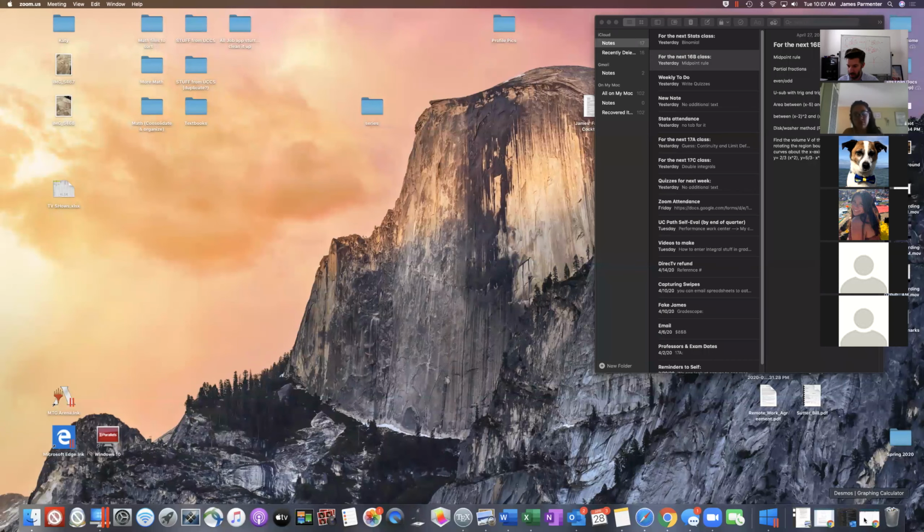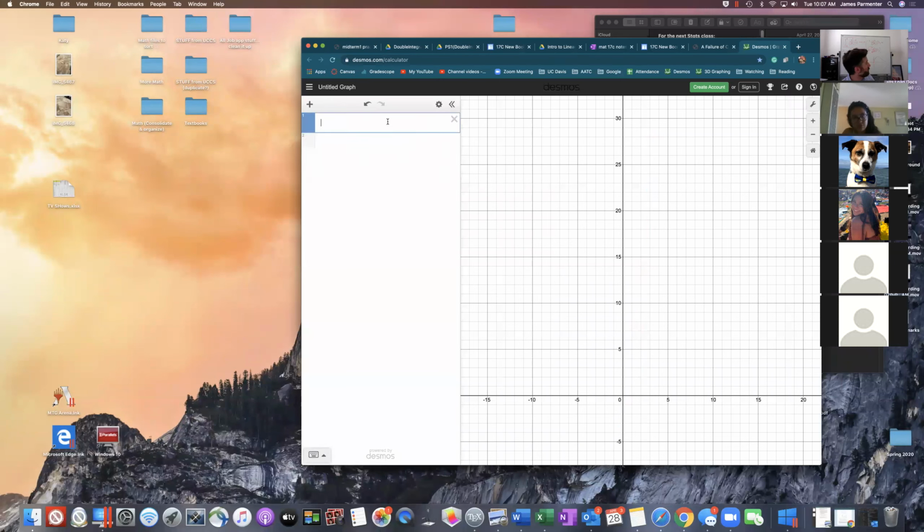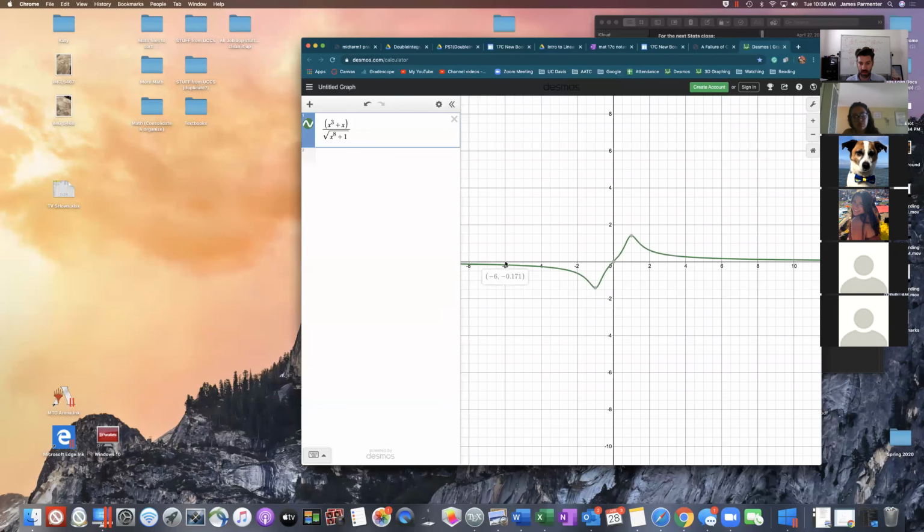I should actually grab Desmos maybe. Let's close that. So if I graph this thing, which is x cubed plus x divided by the square root of x to the 8th plus 1, let me zoom in a little bit. So you can see that between -6 and 6, from here to here, all this area is negative, and from here to here, all this area is positive, and they're exactly canceling each other out because of the symmetry of being an odd function.